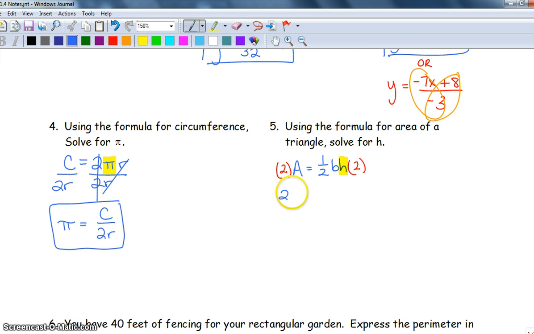So that gives us 2a. 1/2 of 2 just gives us 1, is equal to b times h. And h is still what I'm going to be solving for. We're going to move the b. I'm multiplying by b, so I'm going to divide both sides by b. The b's cancel on the right, which gives us h is equal to 2a all over b.